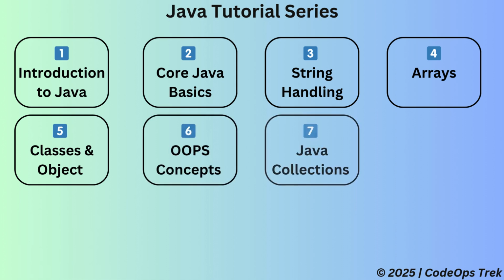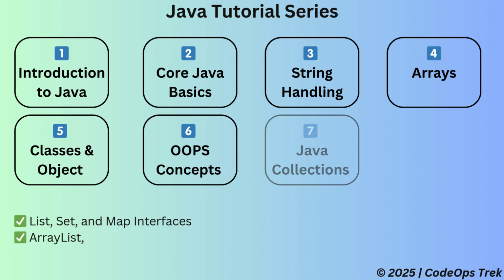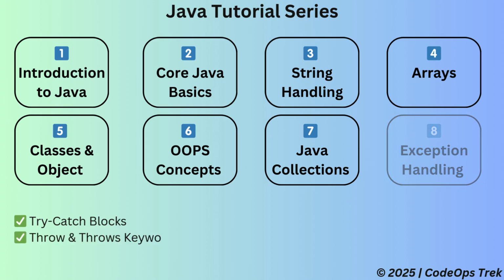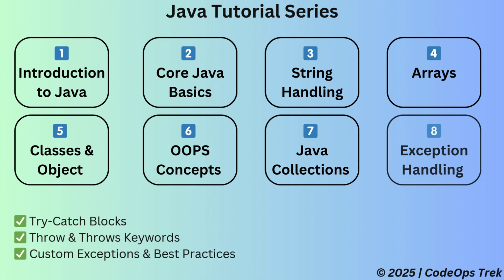Seventh, Java collections framework. We will explore list, set, and map interfaces, array list, linked list, hash map, tree map. Eighth, exception handling. Errors and exceptions are inevitable in programming. We will learn try-catch blocks, throw and throws keywords, custom exceptions and best practices.